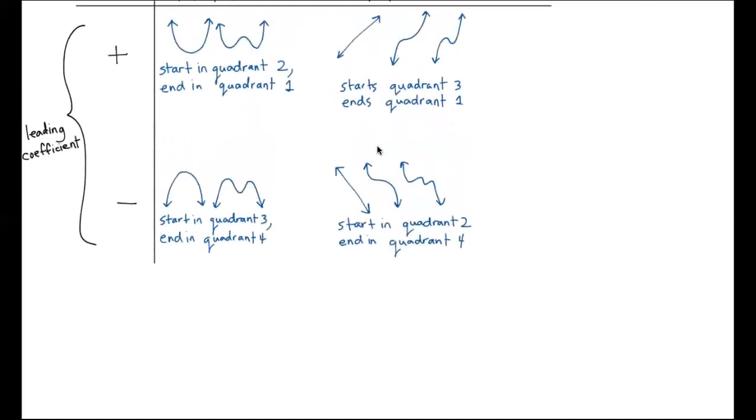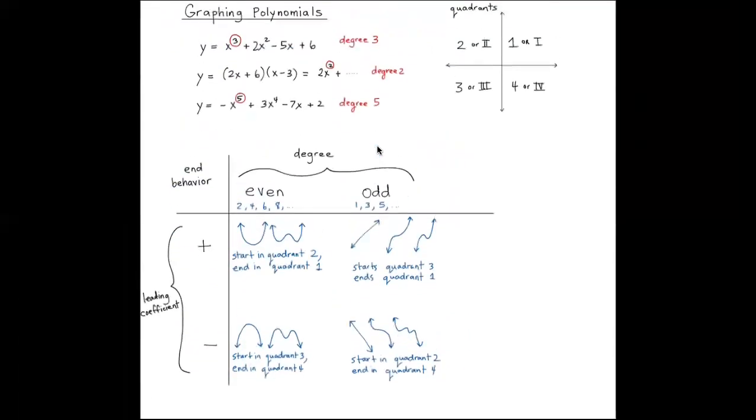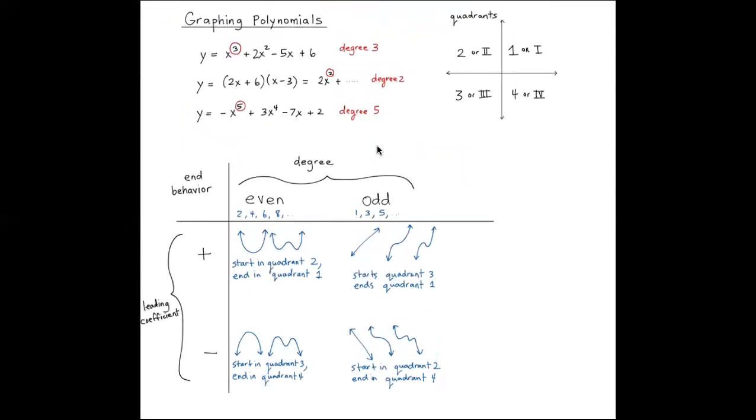So let me just pull this back up so we can see a summary. What this is telling you is I can actually get a pretty good idea of what the graph is going to look like just by looking at the degree, figuring out if it's even or odd, and then looking at the leading coefficient, this number that's in front of the highest power of x. That's going to tell me a lot about the shape.